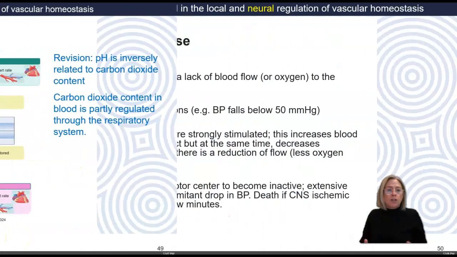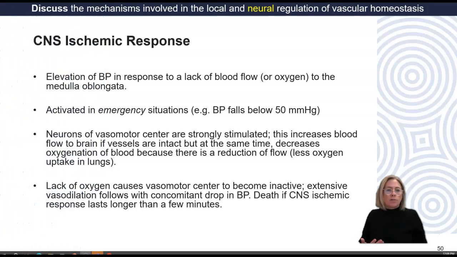There is another emergency response, and it's called the central nervous system ischemic response. Remember that the word ischemia means a lack of blood flow. So this response produces an elevation in blood pressure in response to a lack of blood flow or oxygen to the medulla oblongata. It's activated, as I mentioned, in emergency situations, so when the blood pressure drops drastically below 50 millimeters of mercury.